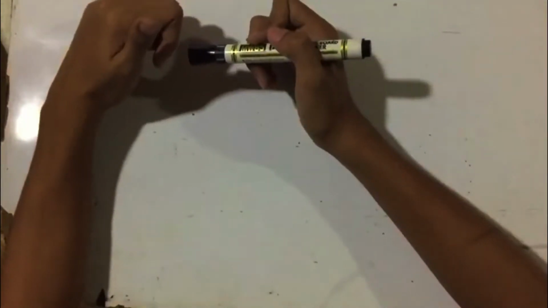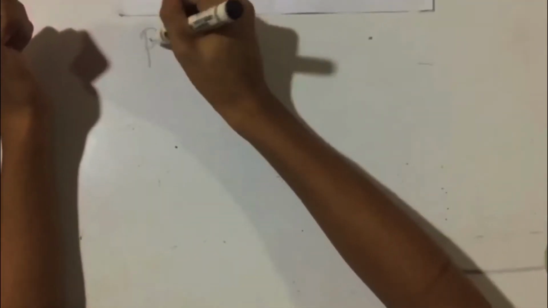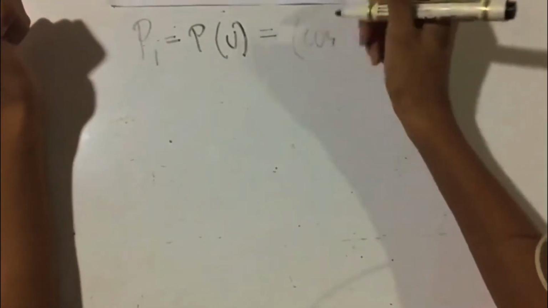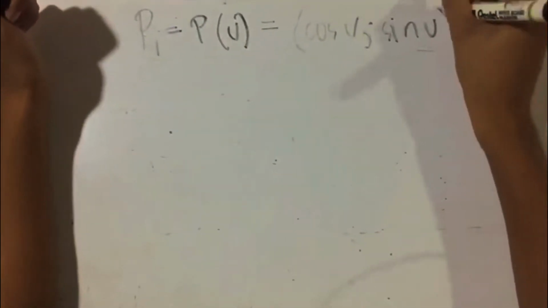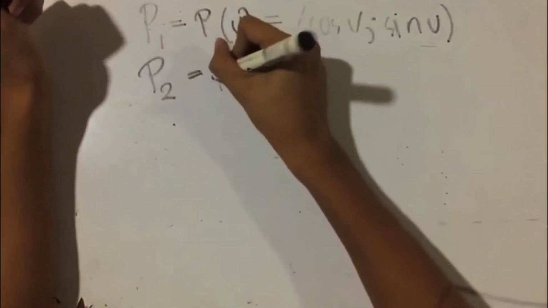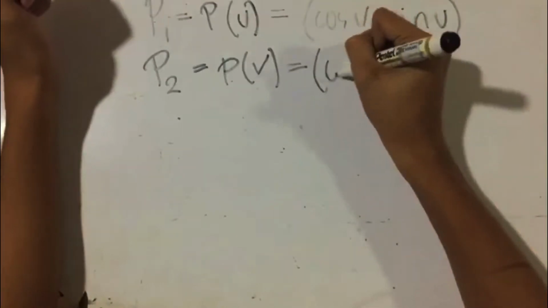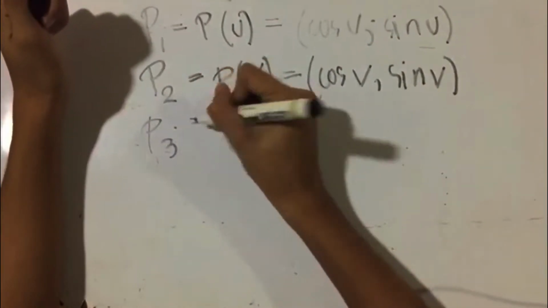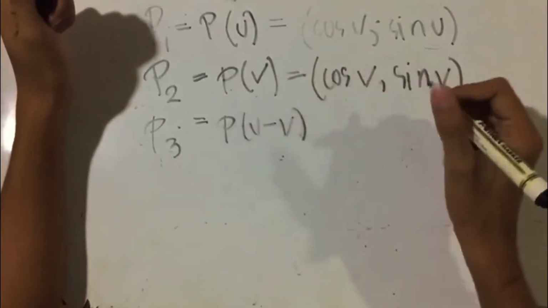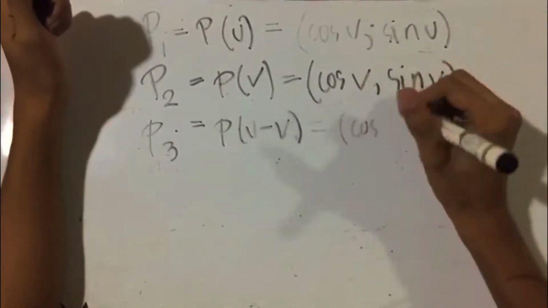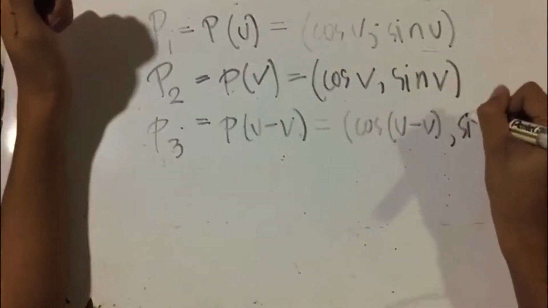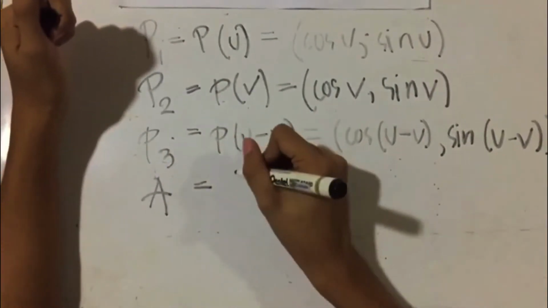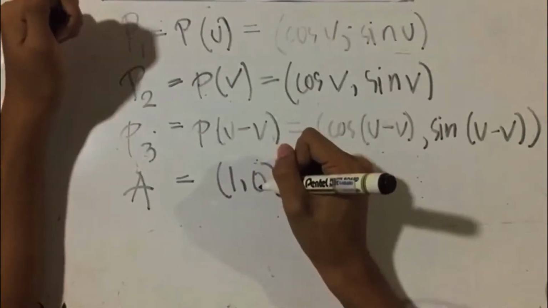With the given points, we can now identify the coordinates. Let us start with the first point, P of U, whose coordinates are cosine of U and sine of U. For the second point, P of V, the coordinates are cosine of V and sine of V. As for the third point, P of U minus V, the coordinates are cosine of U minus V and sine of U minus V. And lastly, for the point A, the coordinates are 1, 0. Why? Because it lies on the x-axis.